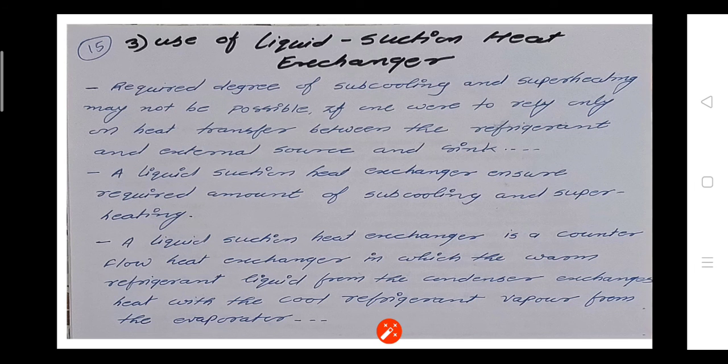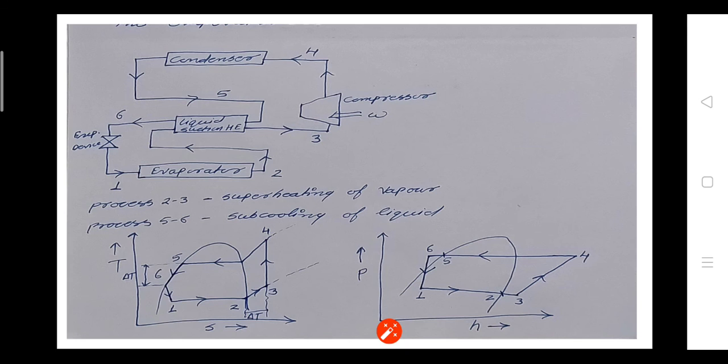A liquid suction heat exchanger is a counterflow heat exchanger in which the warm refrigerant liquid from the condenser exchanges heat with the cool refrigerant vapor from the evaporator. Here you have to add one heat exchanger, and in that heat exchanger, the heat is extracted from the hot liquid of the condenser to the cold vapor in the evaporator. That we'll see with the help of a diagram.